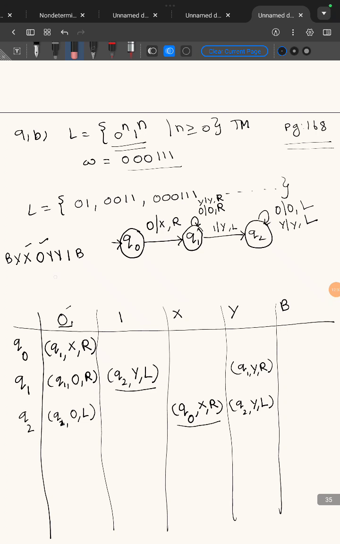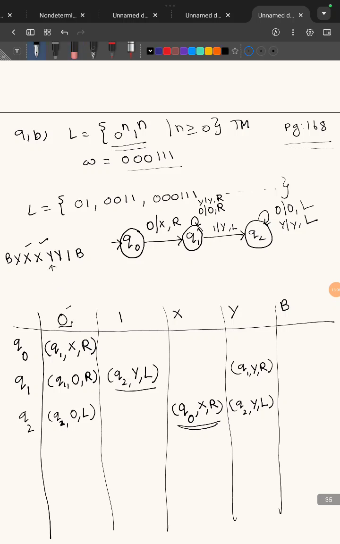Okay, now my Q2 will come over here. So what we are doing? Q2, it is reading X. We will go to Q0 and restart the procedure once again. Okay, so our pointer will come over here. I am in the state Q0. Q0 is reading 0. What we will do? We will replace the 0 with X, right? So this has been replaced to X. The pointer will be moving towards the right direction.